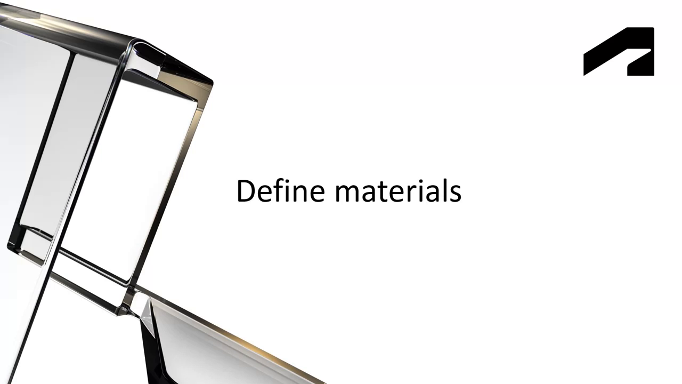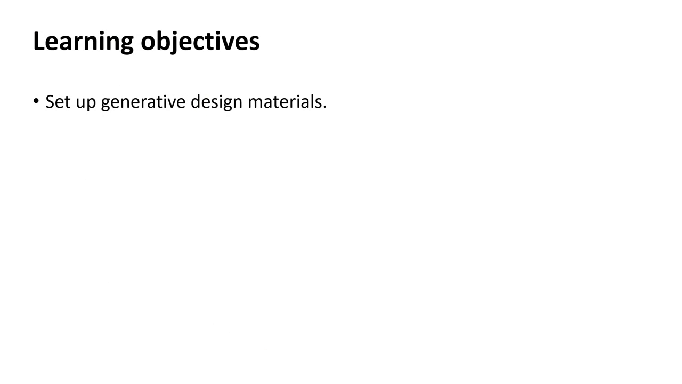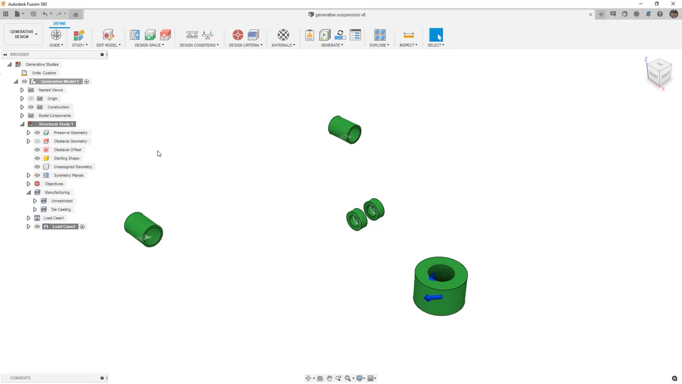Define materials. In this video, we'll set up generative design materials. In Fusion 360, we want to carry on with our generative suspension. At this point, we've defined our design space by setting up our preserve and obstacles and even defining a symmetry plane. We've set up our loads and constraints, our objectives, and even our manufacturing methods.